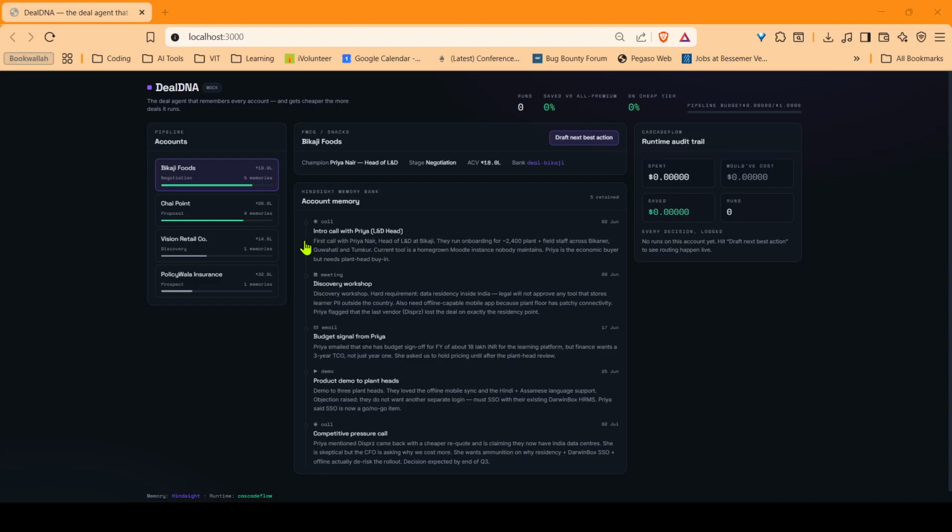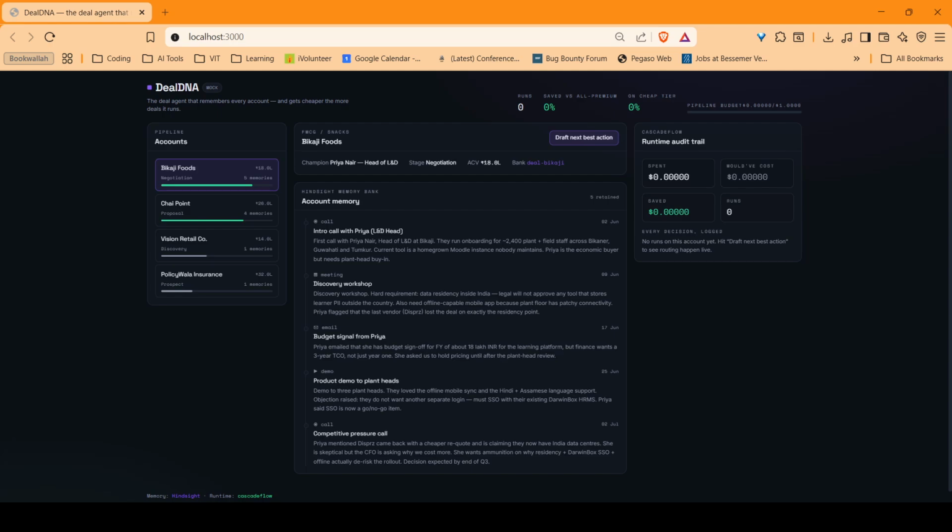I'm here to show you what I've built for Hack with Chennai, that is DealDNA. DealDNA is a sales agent that remembers every account and drafts the next follow-up using its own memory. The fun part isn't that it remembers, it's that giving it a memory made it cheaper to run and not more expensive. Let me show you why.